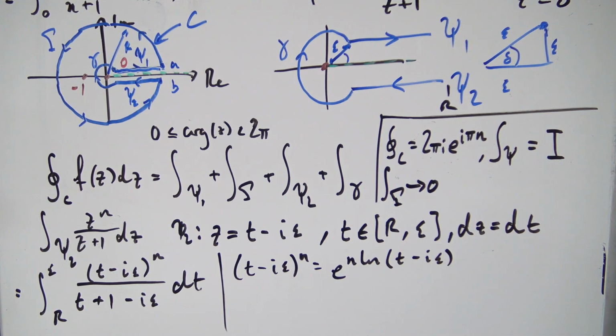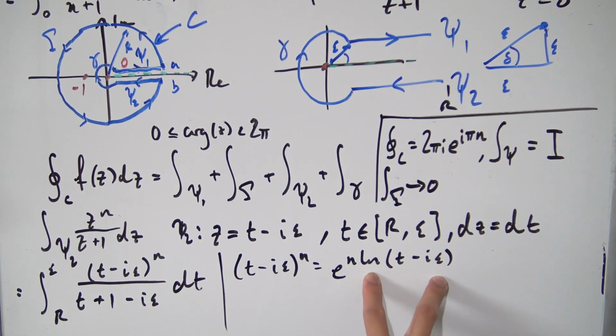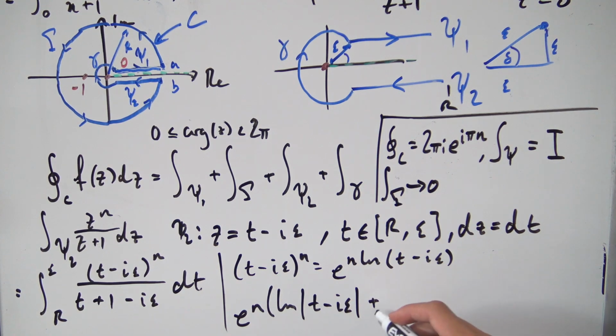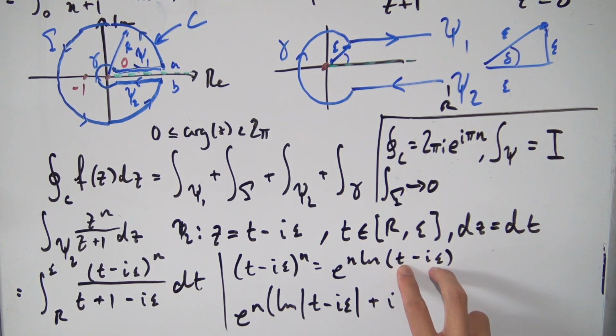Alright, and where can we go from here? Well, I've made a video on the natural log of a complex number. If you take the natural log of a complex number, you're going to get the natural log of the modulus of the complex number, so t minus I epsilon like so, and then we're going to add I times the argument of this complex number right here. So what exactly is the argument of this complex number?